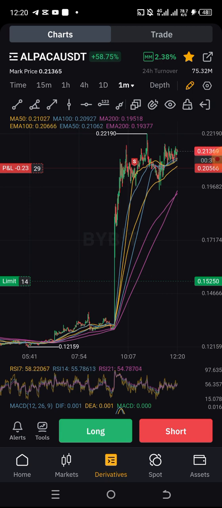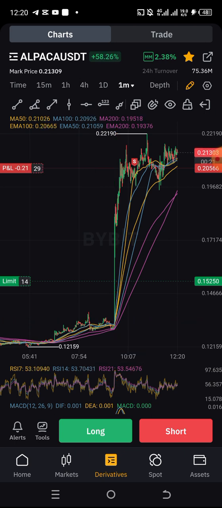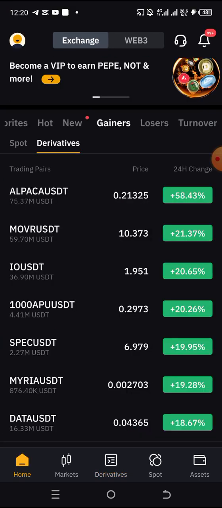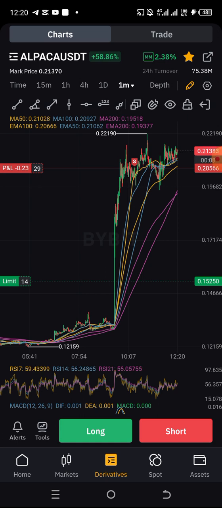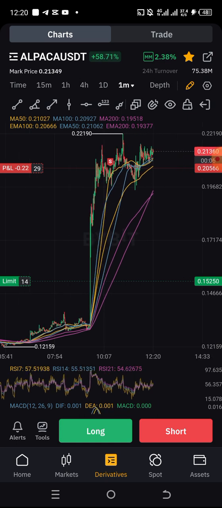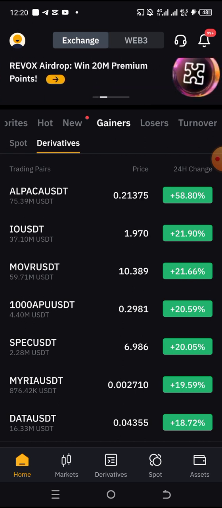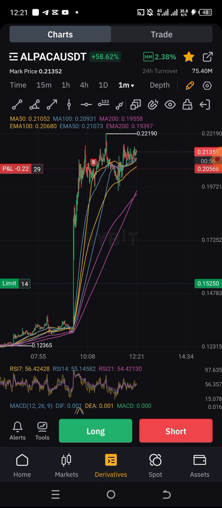So anybody that entered this trade in form of a buy at this point would have made massive profit, earning all the way from down to up. That is what brings about this 58+%. Now that I've noticed it is at 58 percent profit, how do you know when it is the right time for you to sell?